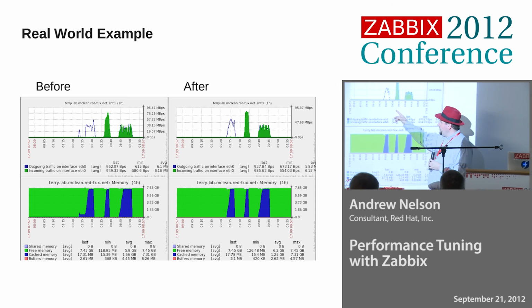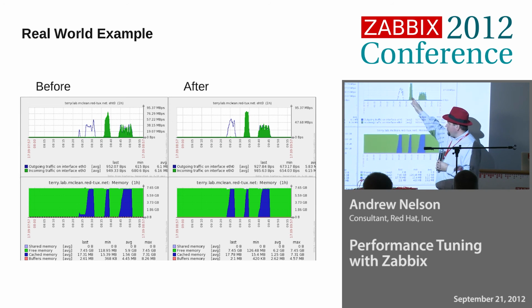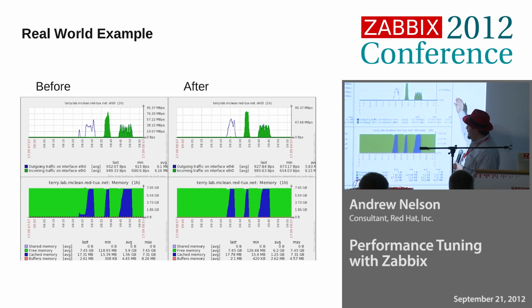Okay, so we see a much narrower, more direct image or appearance in the graph, if you will. Higher bandwidths.